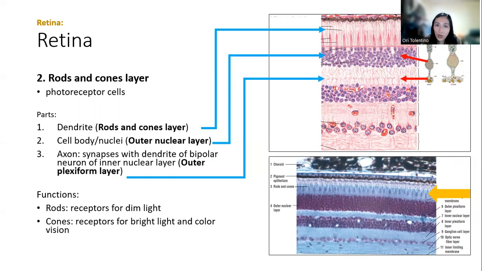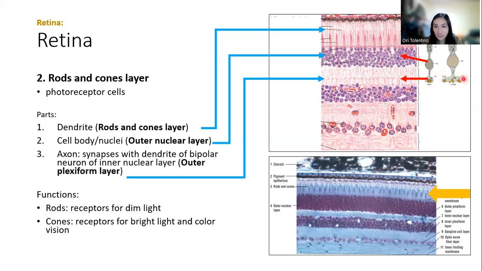So actually, one photoreceptor cell, because of its big structure, can span 3 layers actually. So the rods and cones layer is only actually the dendrite of the photoreceptor. Okay. If the dendrite is shaped straight, it is rods. If it's conical, it is cones. The cell body or the nucleus right here is on another layer called the outer nuclear layer. This layer is only made up of rods and cones cell nuclei, okay, or cell body.